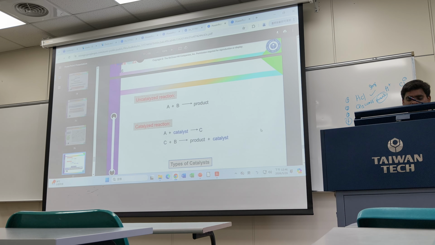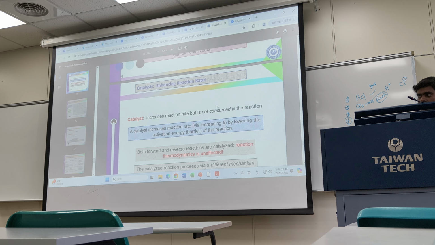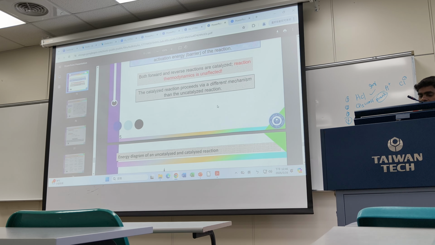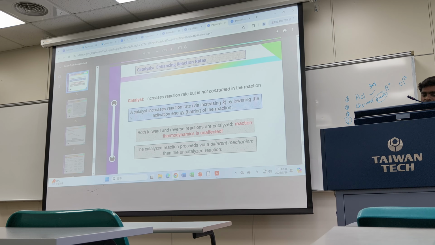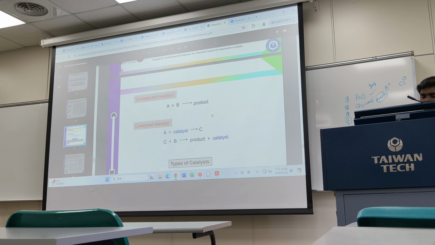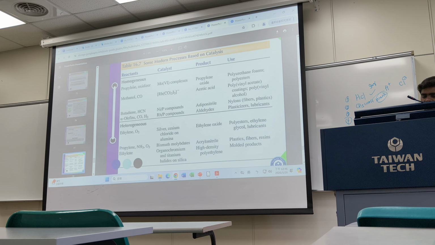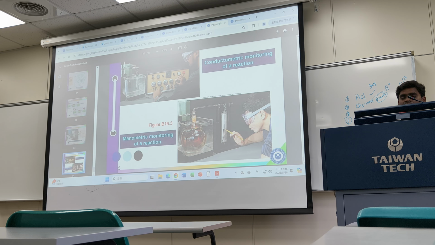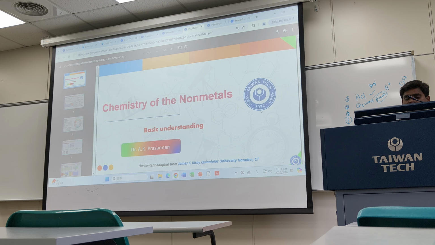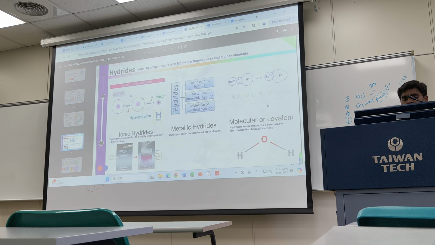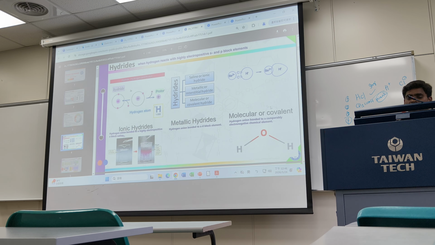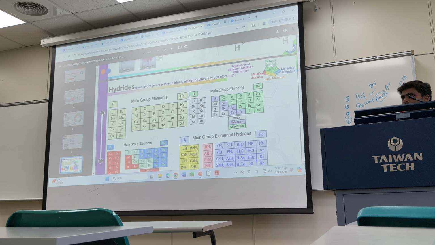Okay, so that's why I just ask what is a catalyst, what types of catalyst there must be, and why a catalyst is easy to use. Okay, one type of catalyst, this is the type of catalyst, and this is homogeneous, heterogeneous. That's it. And coming to the non-metals, you can talk about hydrides, types of hydrides.